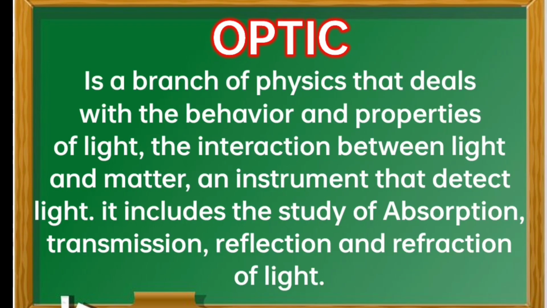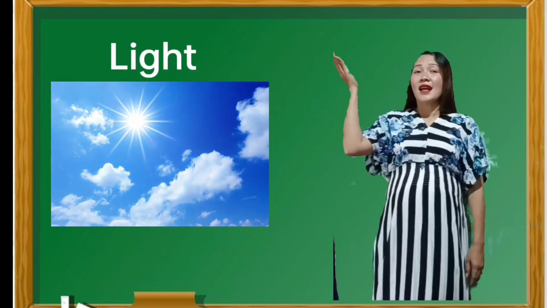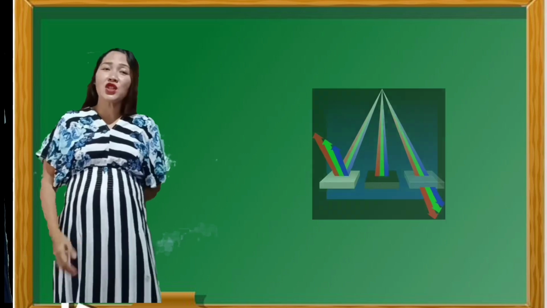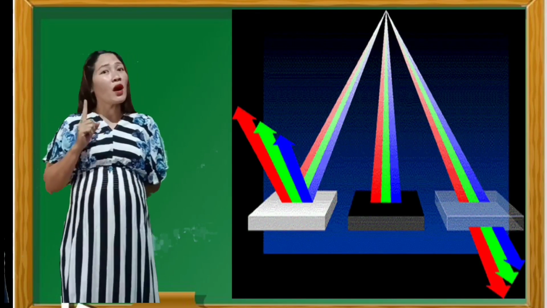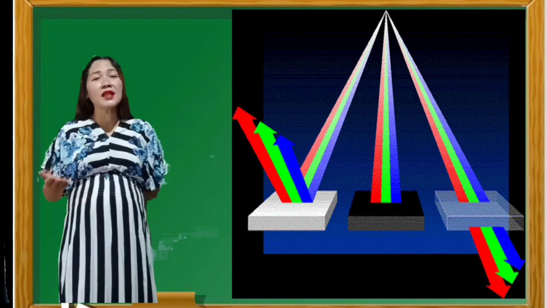Optics is a branch of physics that deals with the behavior and properties of light, the interaction between light and matter, and instruments that detect light. It includes the study of absorption, transmission, reflection, and refraction of light. Light travels in a straight line, as you can see in the picture. If you are behind a wall, you cannot bend the light to see what is behind the wall, because the wall does not allow the light to pass through.